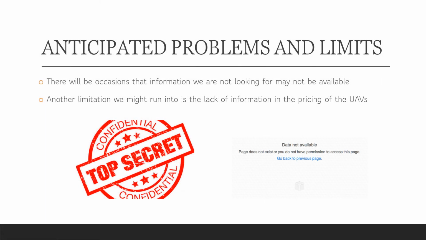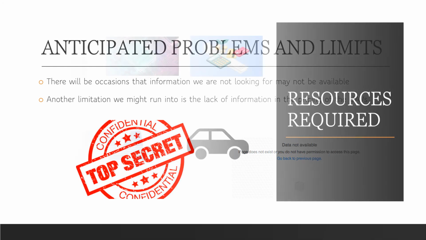Anticipated problems and limits. There will be occasions when the information we're looking for is not available. This is either because it's confidential for security reasons, or because it's sometimes not made public by the enterprises.